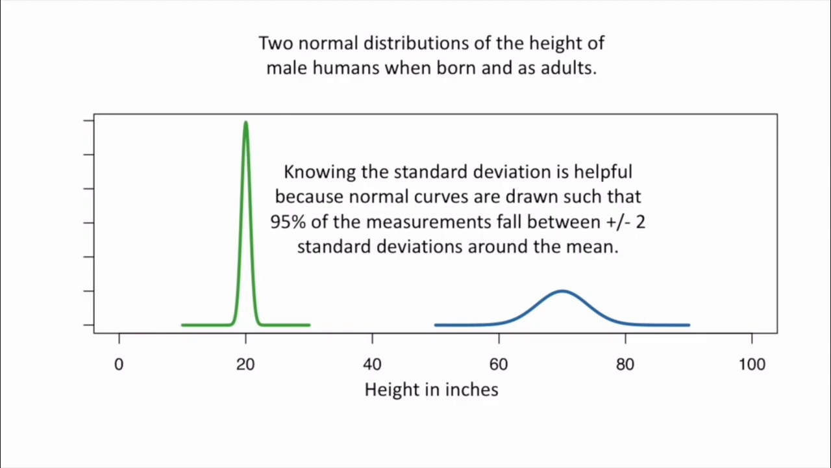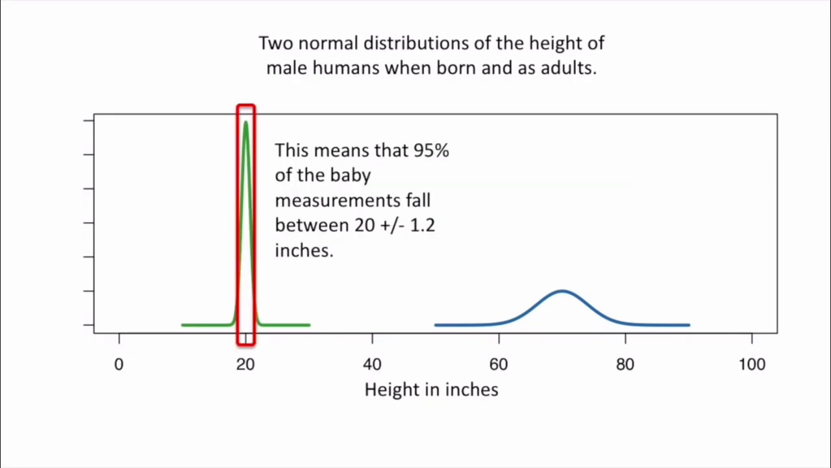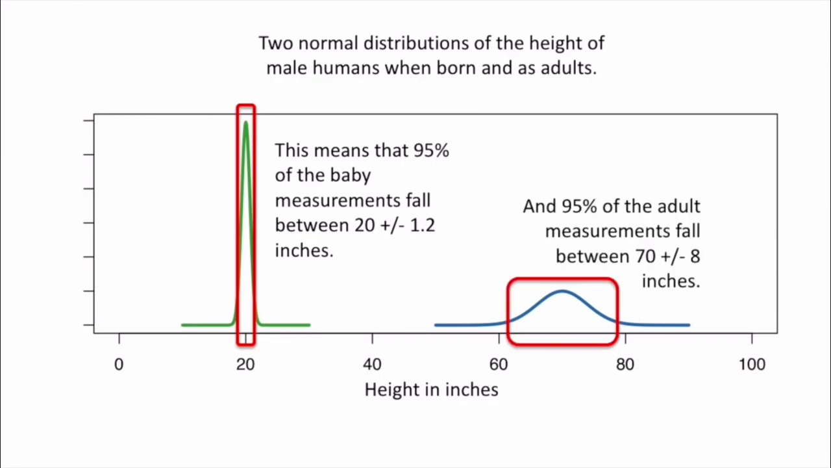Knowing the standard deviation is helpful because normal curves are drawn such that 95% of the measurements fall between plus or minus 2 standard deviations around the mean. This means that 95% of the baby measurements fall between 20 plus or minus 1.2 inches. And 95% of the adult measurements fall between 70 plus or minus 8 inches.